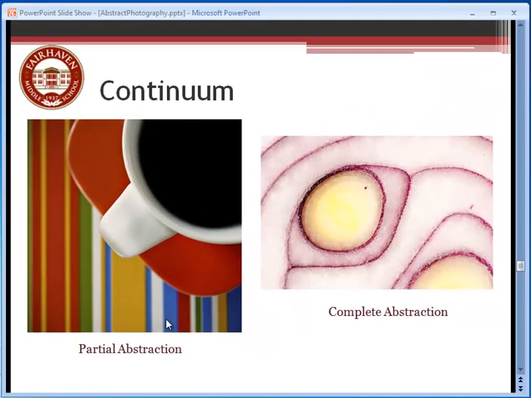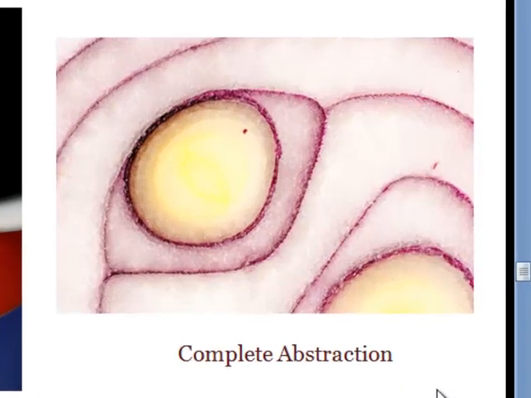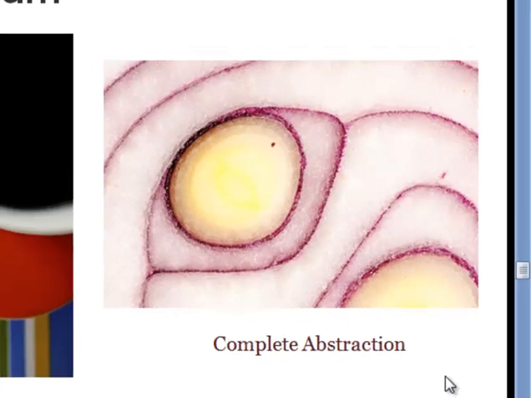On the right, we see more of a complete abstraction. We're not even exactly sure what we're looking at. Now you might recognize that that's an onion, part of an onion looked at really close up, but you might not be sure of what it is exactly. So it's a more complete abstraction because we do not recognize the realistic object that was photographed here.